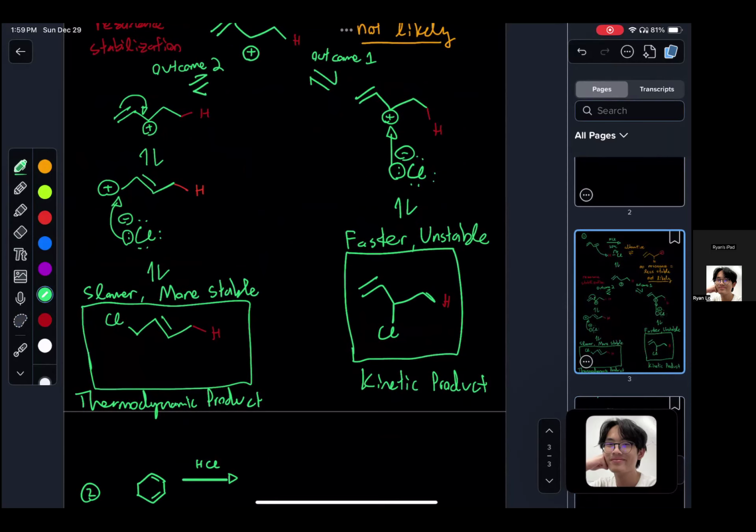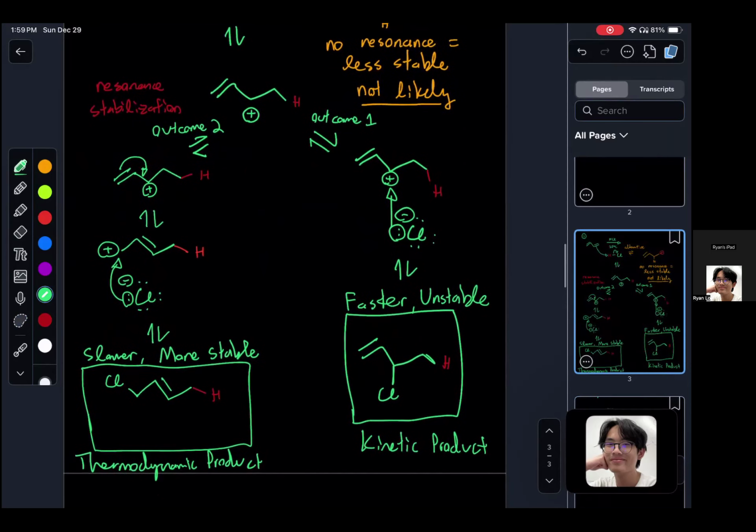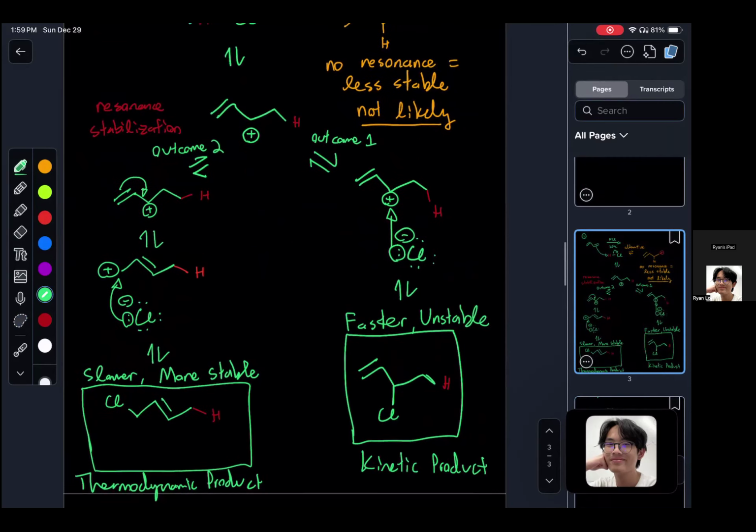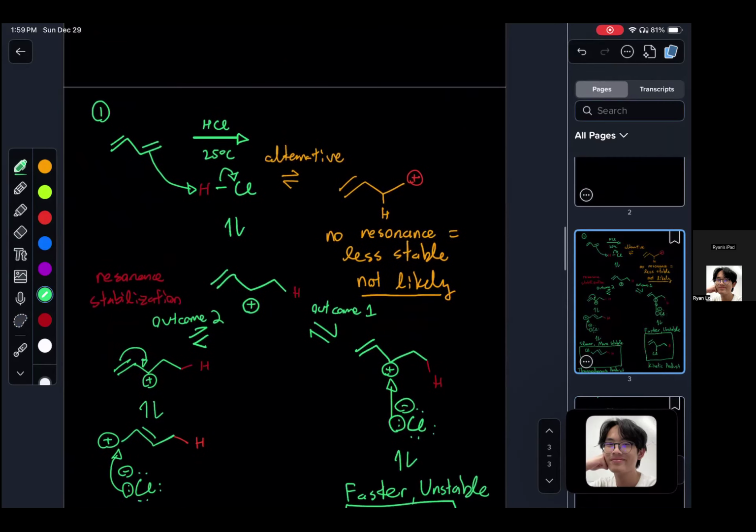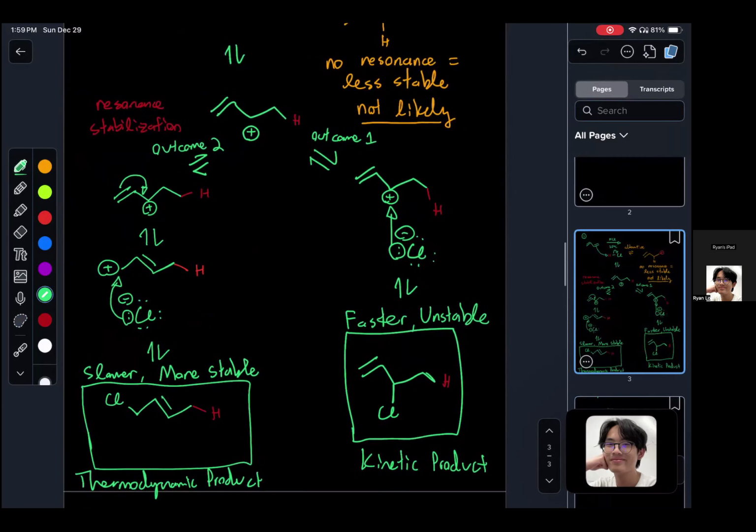Now, the real question here is going to be which one of these is going to be the major product, which one's going to be the minor product in this scenario. Well, it depends on your starting conditions. There's a very, very easy way to distinguish it. This happens at 25 C, roughly room temperature. And so in room temperature conditions, the kinetic product is going to be major, and this is going to be the minor product over here.